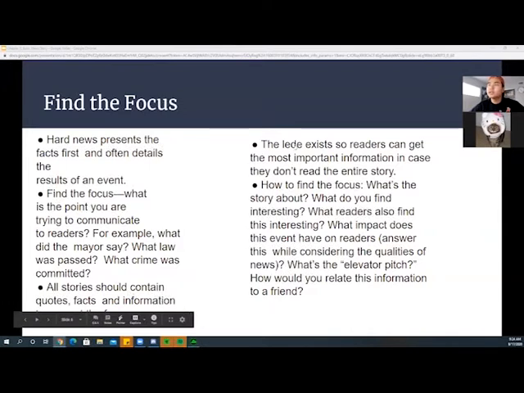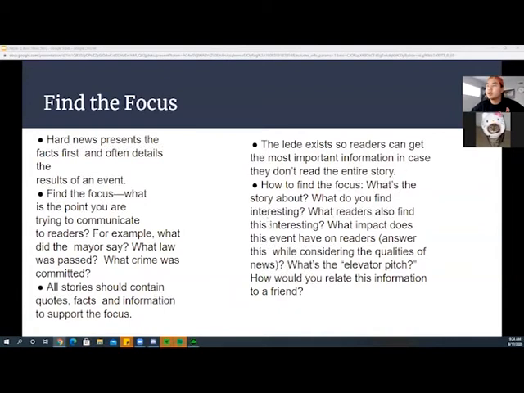The lead exists so readers can get the most important information, because they don't have time to read. We talked about that because most people skim writing. They only read 25% of articles. So the first 25 to 35 words is the lead, because people are lazy. And that's true. I do the same thing. I skim articles.